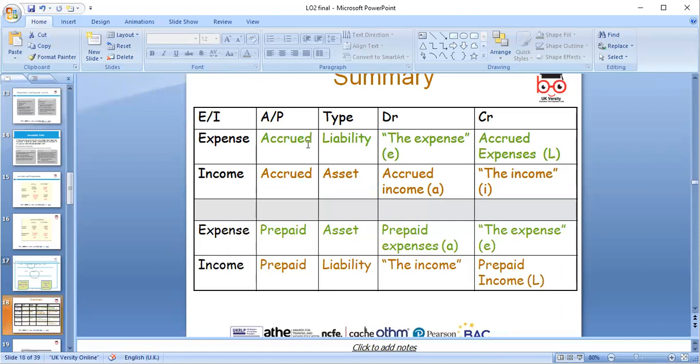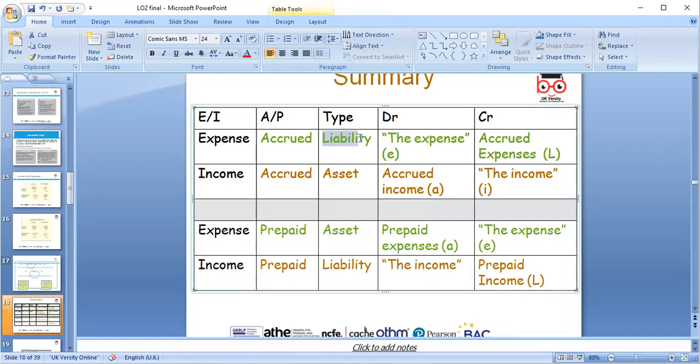If you have an expense accrued, its type is liability. So we debit the expense and credit accrued, because accrued is the liability. This is the summary of how we can make adjustments. Accrued income is an asset: we debit accrued income and credit income. Prepaid means advance: prepaid expense, we debit prepaid and credit the expense. Prepaid income is a liability, so we debit the income and credit the prepaid.